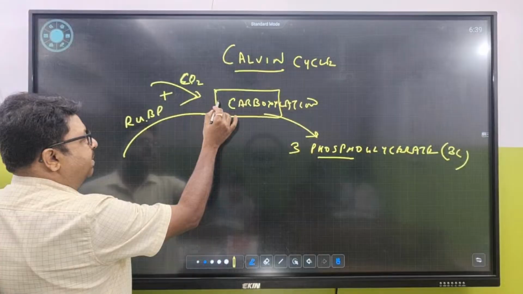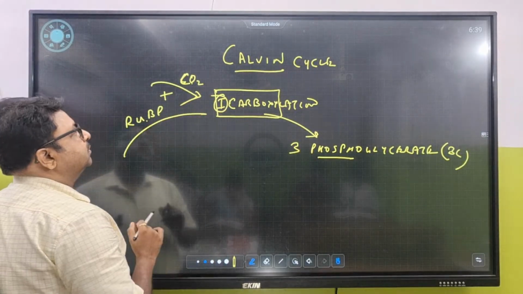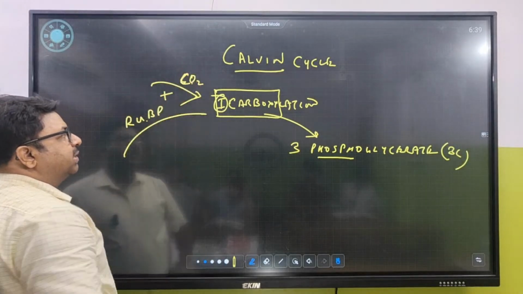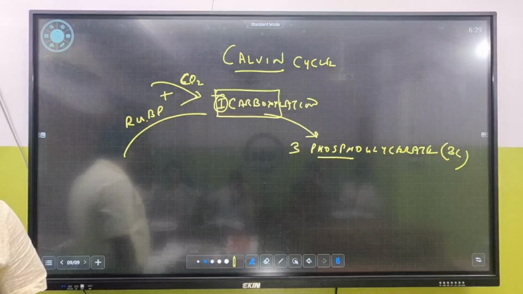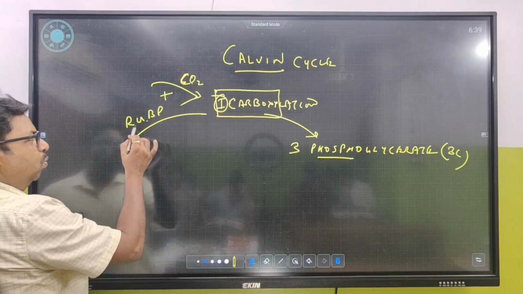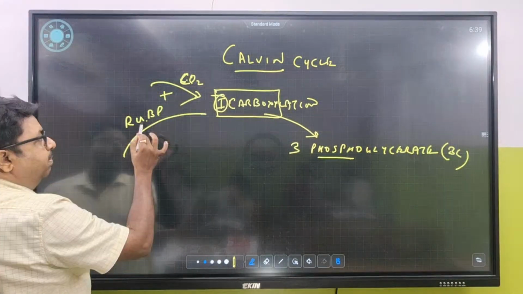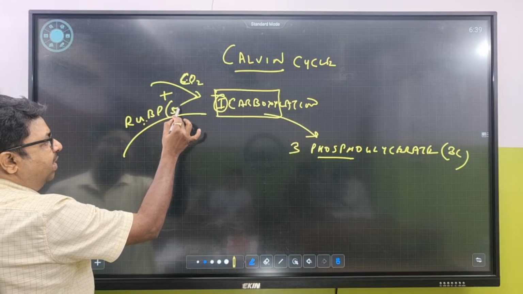What is the first step being given? The first step is carboxylation. Here, how many carbon dioxide molecules have they used, 6 or only 1? In your book, 1. Very good. 1 carbon dioxide will be accepted by 1 RuBP, which is a 5 carbon compound.